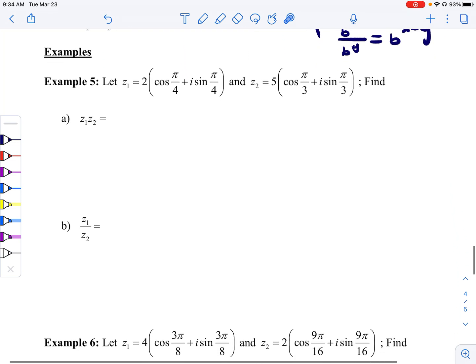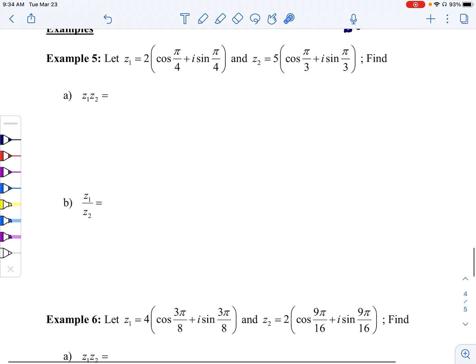All right, so let's take a look at an example. We have these two complex numbers. Z1 is 2 times the quantity cosine of pi over 4 plus i sine of pi over 4, and Z2 is 5 times the quantity cosine of pi over 3 plus i sine of pi over 3. We want to find both the product and the quotient of these complex numbers. Let's start with the product.